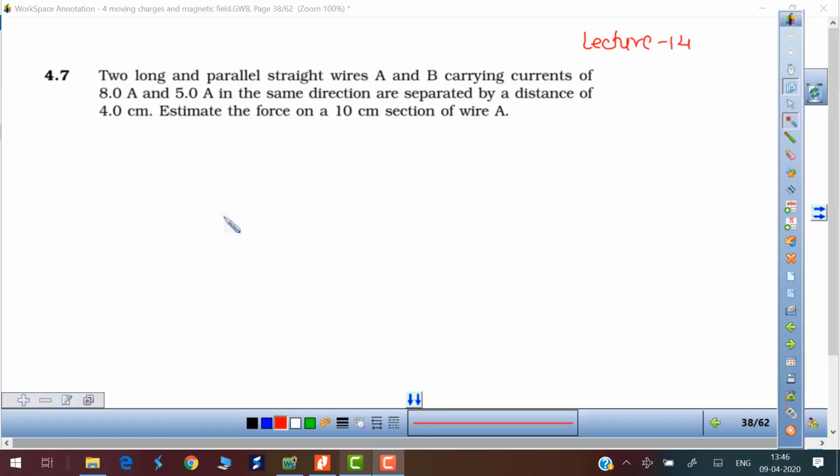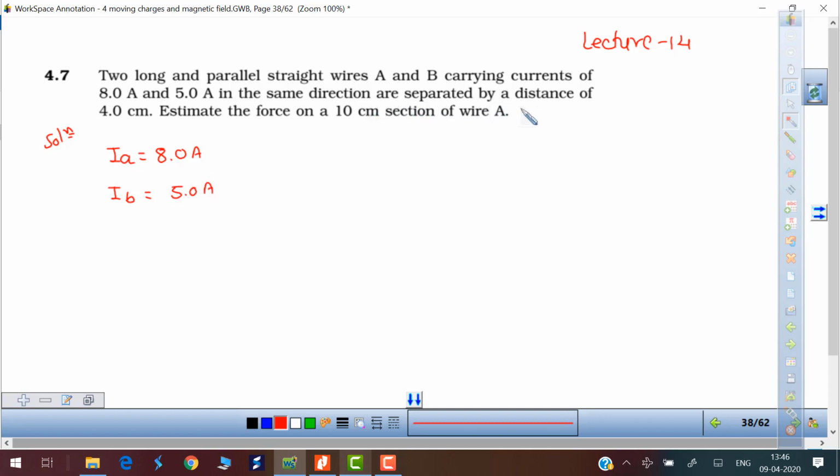So this is exercise 4.7. Two long and parallel straight wires A and B carry currents. So we have two currents: IA is equal to 8.0 ampere, and IB is 5.0 ampere, in the same direction, separated by a distance of 4 centimeter. So d is 4.0 centimeter, so 4.0 into 10 raised to minus 2 meter. Estimate the force on a 10 centimeter section of wire A.